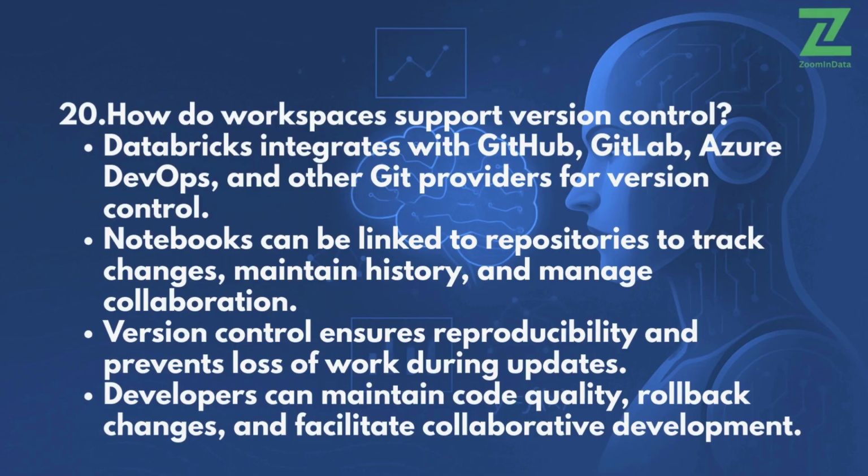How do workspaces support version control? Databricks integrates with GitHub, GitLab, Azure DevOps, and other Git providers for version control. Notebooks can be linked to repositories to track changes, maintain history, and manage collaboration. Version control ensures reproducibility and prevents loss of work during updates. Developers can maintain code quality, roll back changes, and facilitate collaborative development.